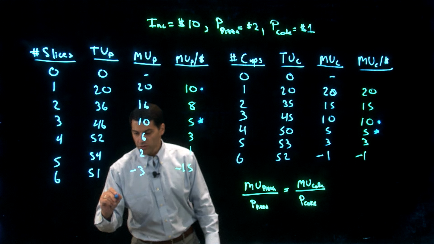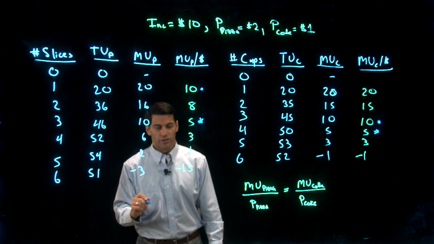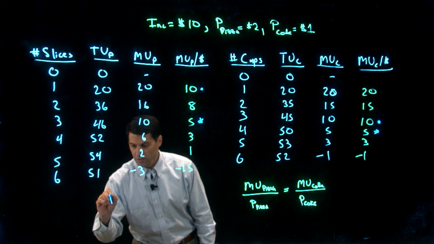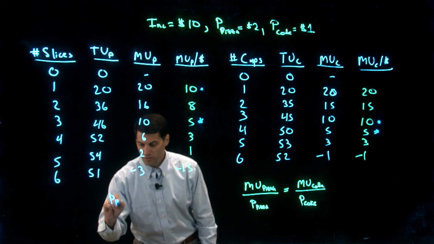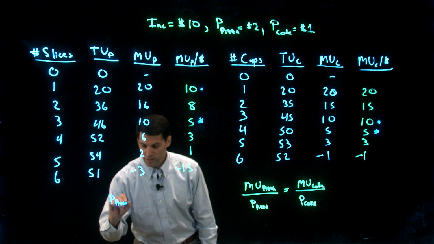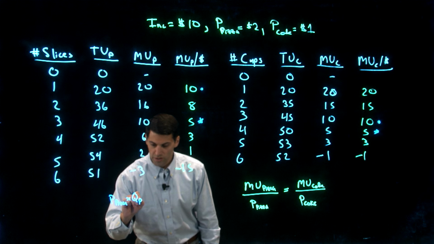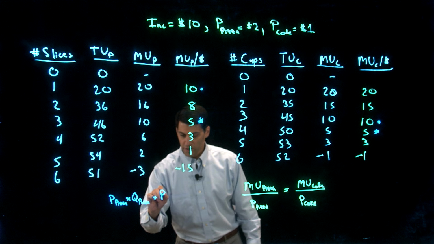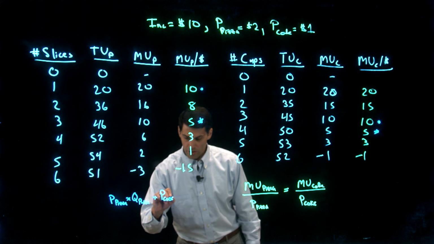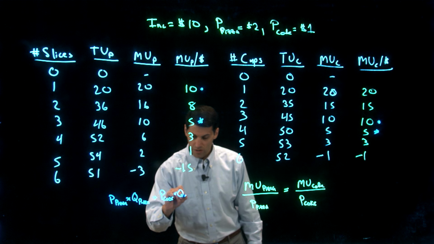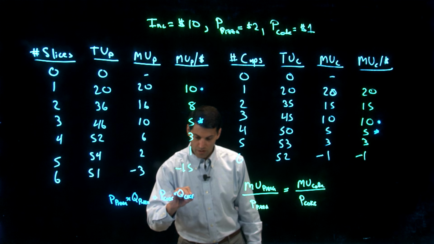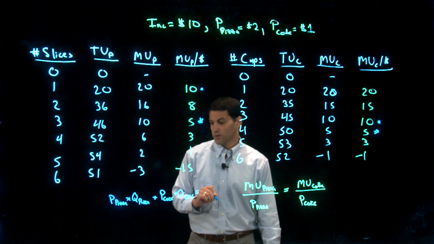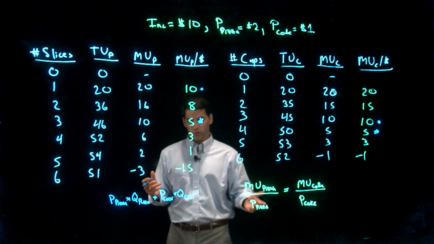Well, to look at whether they're exhausting all of their income, simply take the price per slice of pizza times the quantity of pizza, and add to that the price per can of Coke times the quantity, the number of cans that they're consuming, and that'll give you the total spending.